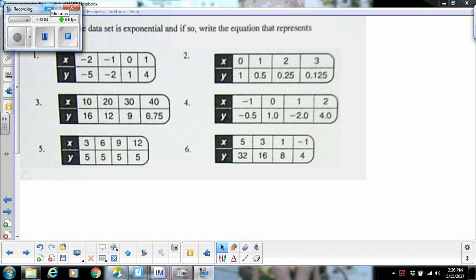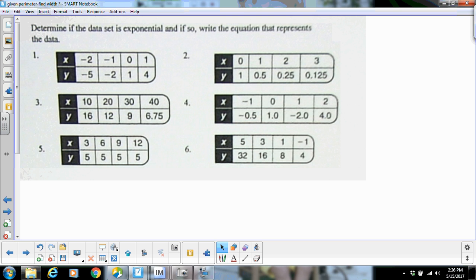All right, looking into your homework tonight, excuse my voice, of course. Problems number 1 through 6 are asking you if it is exponential and if it is, to write the equation from that. Okay, so remember exponential means you add on the top and you multiply or divide on the bottom.